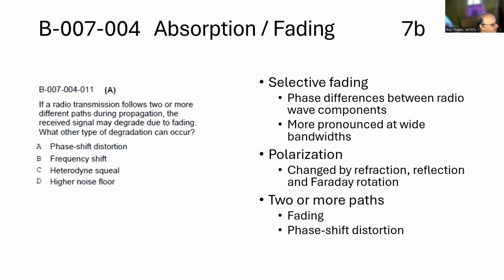If a radio transmission follows 2 or more different paths during propagation, the received signal may decrease due to fading. What other type of degradation can occur? So again, you can have something that will affect the phase of the signal, so you can also get phase shift distortion. So A is the correct answer.